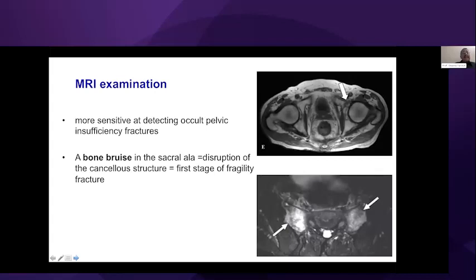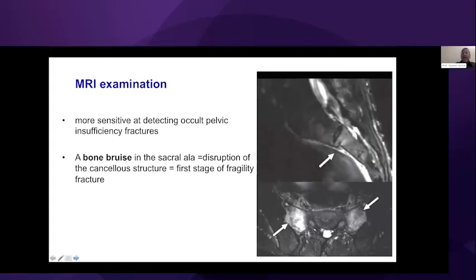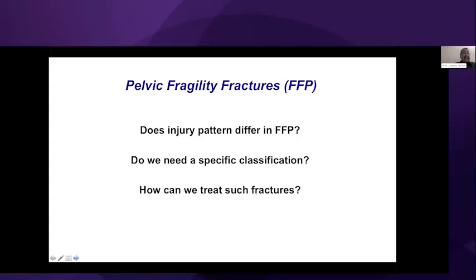MRI examination is more sensitive to detect occult pelvic insufficiency fractures, whether anterior or posterior, and a bone bruise in the sacral area may be the first MRI sign of insufficiency fracture. This means disruption of the cancellous structure of the sacrum, like we can see here in these MRI pictures, even before we detect these fracture lines in the CT scan.